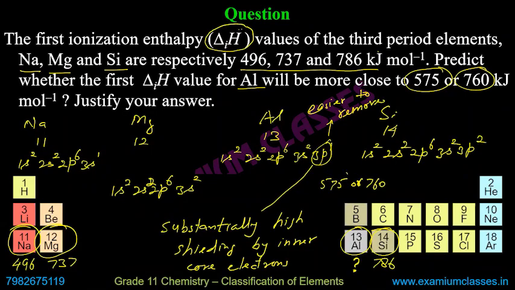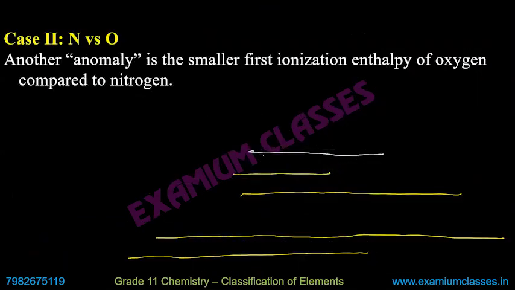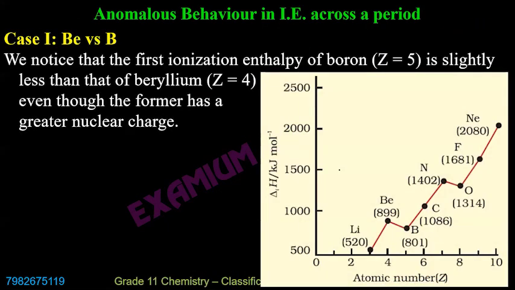So it will be closer to 575, not 760. Theoretically, it looks like that because it is in increasing order. After 737, it should be 760, then 786. Rather, it is closer to 575 due to this reason. Similar to the concept we discussed, beryllium and boron. Same was the concept here, beryllium and boron.